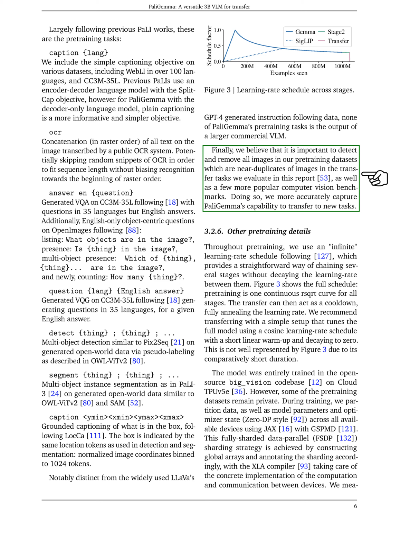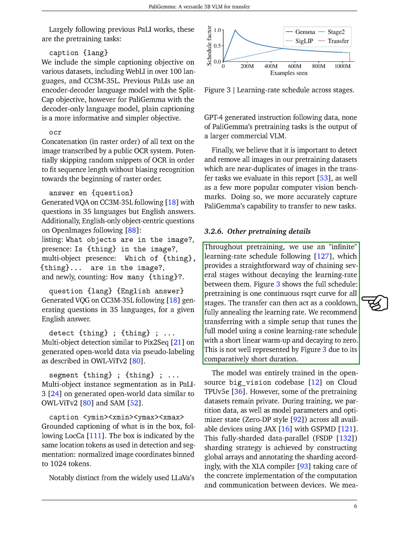Section: Other pre-training details. In this section, we discuss other details related to our pre-training process. Throughout pre-training, we use a continuous learning rate schedule that allows us to smoothly transition between different stages without decreasing the learning rate. The pre-training schedule follows a specific curve for all stages, and the transfer process helps in gradually reducing the learning rate. We suggest transferring the model using a simple setup that adjusts the full model using a cosine learning rate schedule with a brief linear warm-up and then decaying. The model was trained using open source code on Cloud TPU v5e, although some pre-training datasets are not publicly available.